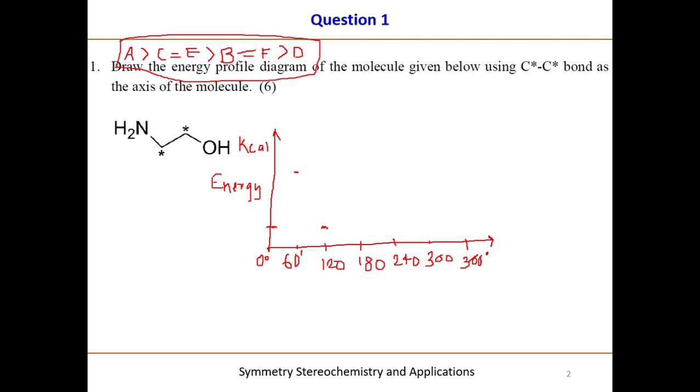Then again, after getting the C, I will write here A, B, C, then D. D was the least stable one. So it will have high energy because the hydroxy group and amine group were repelling each other, because the dihedral between these two functional groups was 0. That's why it has high energy. So here we have D.